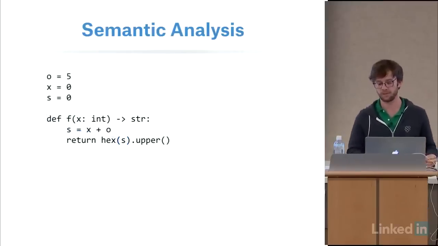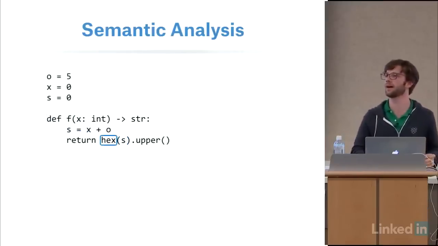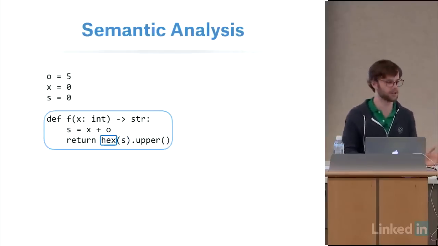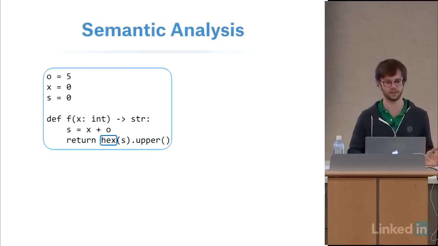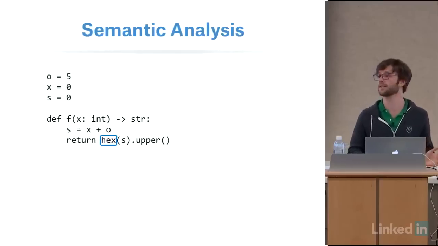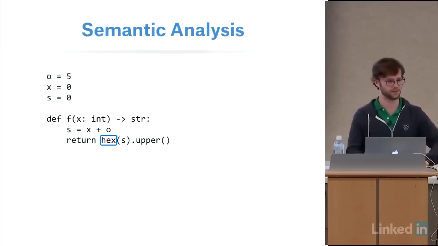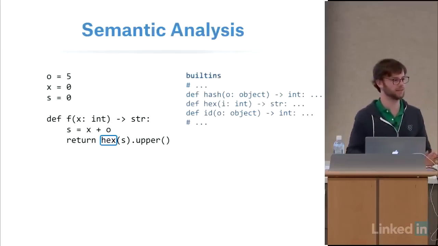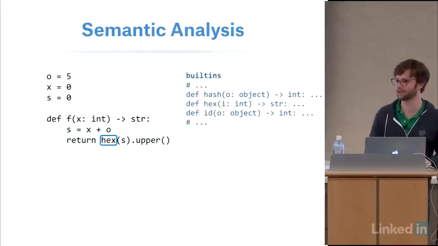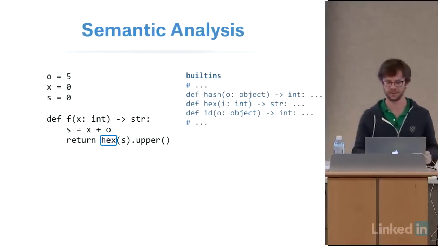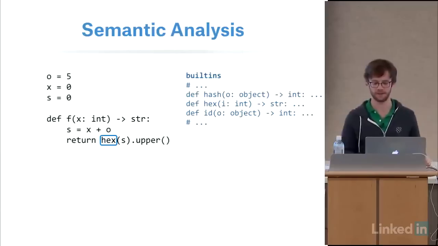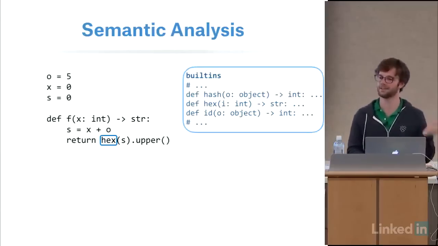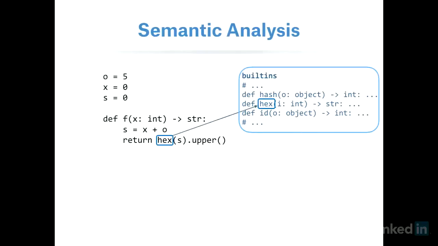There's a few more things here, though. There's this hex function right here, which is clearly not in the function scope. And it's not in this global scope. So where is it? Well, there's this module called builtins, which has all of Python's built-in functions. And we have sort of a typed version of that Mypy can understand. And so we say, oh, OK, great. It's in builtins. We can link that up there.